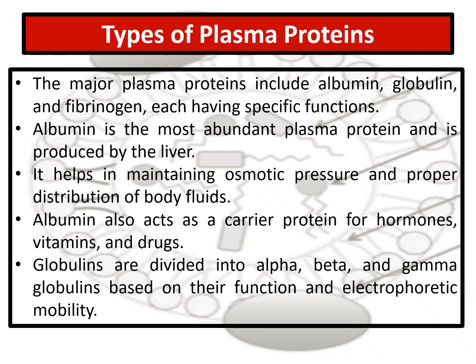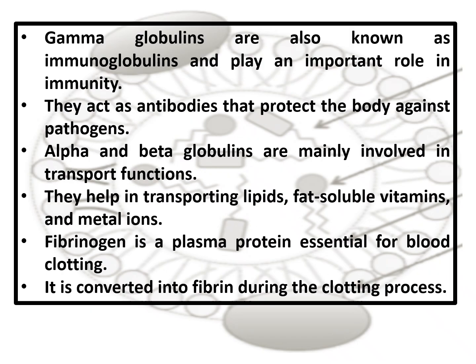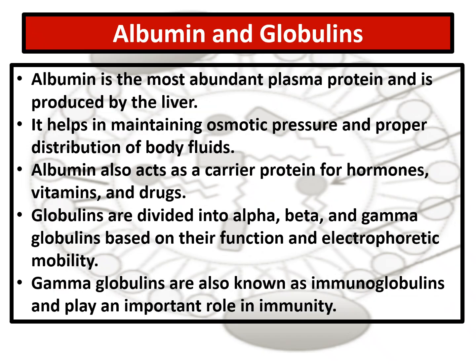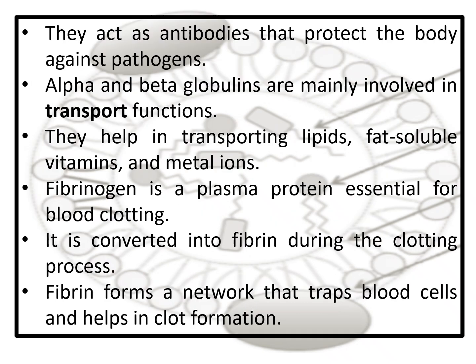The globulins are divided into alpha, beta, and gamma globulins, based on the functional electrophoretic mobility. The gamma globulins, which are called as immunoglobulins, play a very major role in the immunity. Now, albumins and globulins in general, if you see, the albumin is the most abundant one, and then the globulins help in the transport. Also, here we have to check the next important point, that is your fibrinogen.